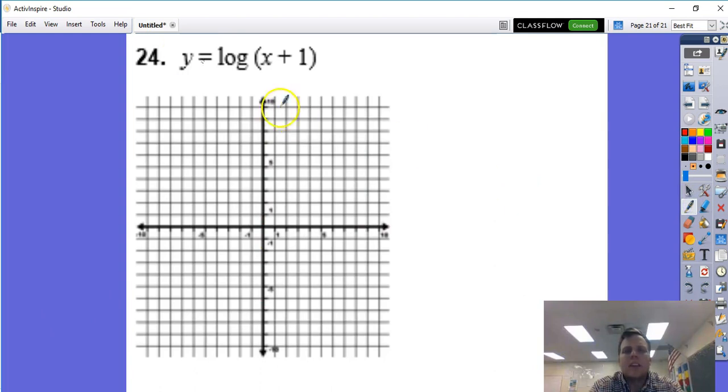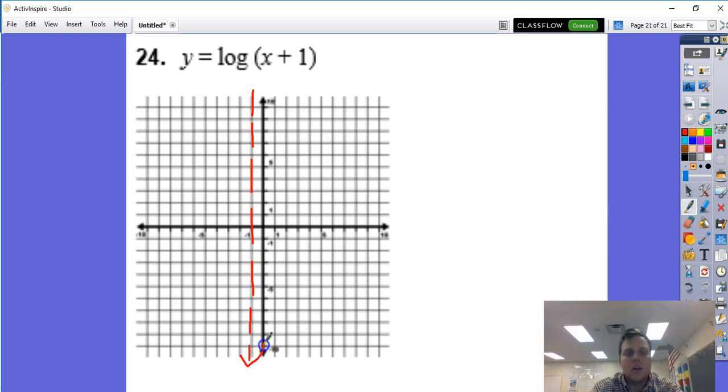Alright, let's go to problem 24. Problem 24 says y equals log of x plus 1. So the understood base here is 10. That's going to be important. But there is a transformation. There's a plus 1 transformation, which means my graph has moved to the left 1 unit. So instead of having a vertical asymptote at x equals 0, I now have a vertical asymptote at x equals negative 1.